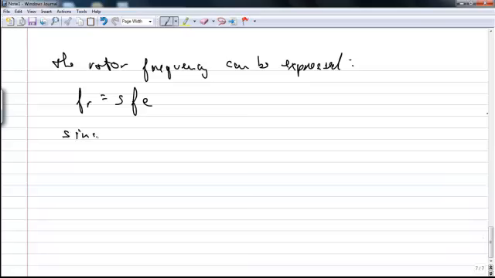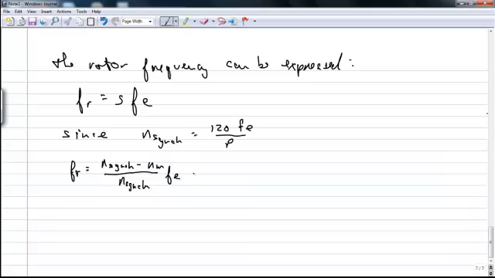We can expand this a bit. Since the synchronous speed is equal to 120 F sub E over P, the number of poles, we can write F sub R is equal to N sync minus Nm over N sync times F sub E, which is equal to the difference between the synchronous speed and the shaft speed times P over 120 F sub E times F sub E.